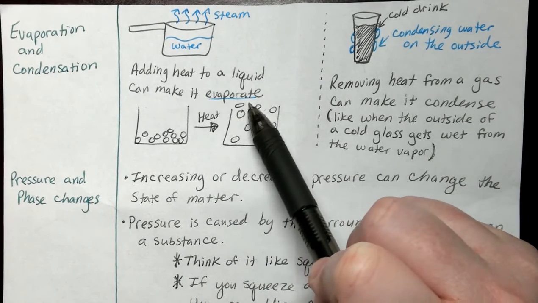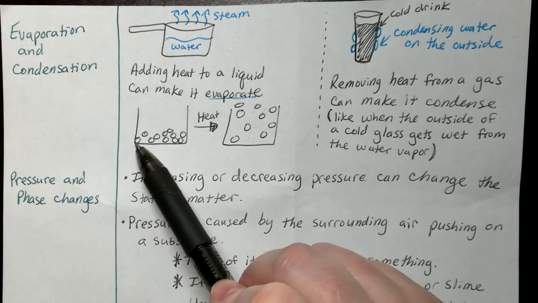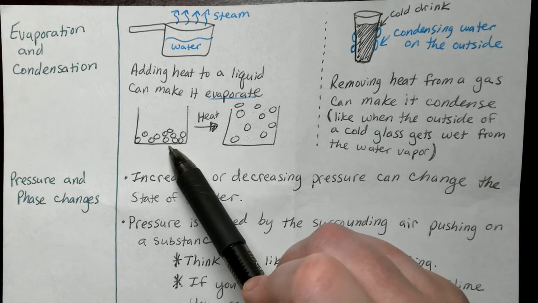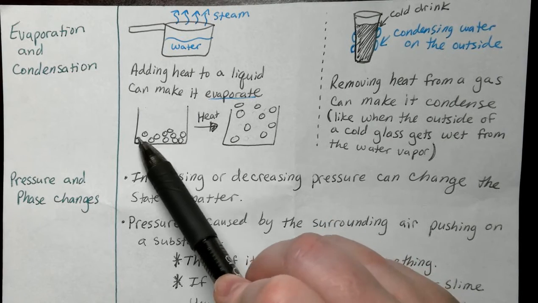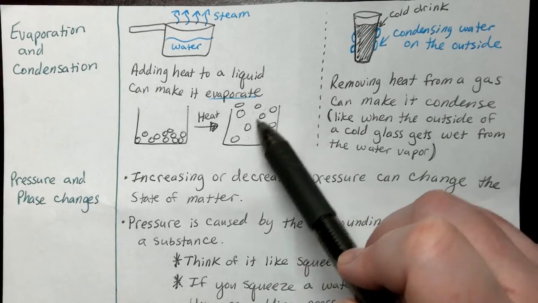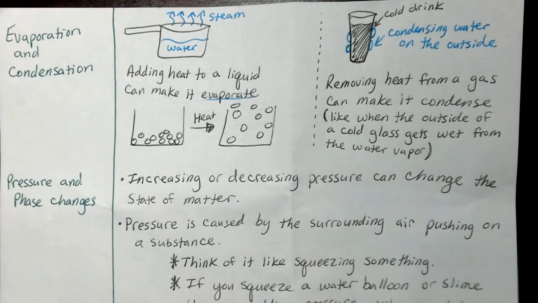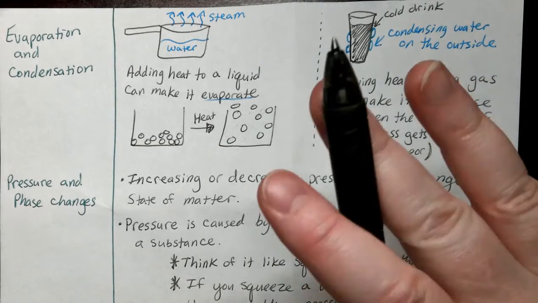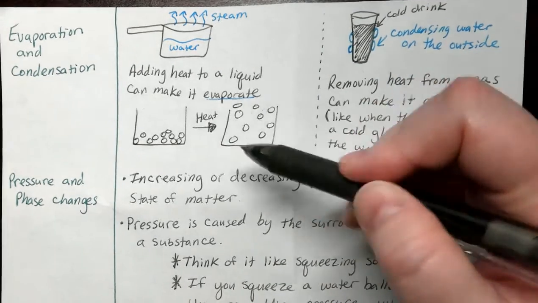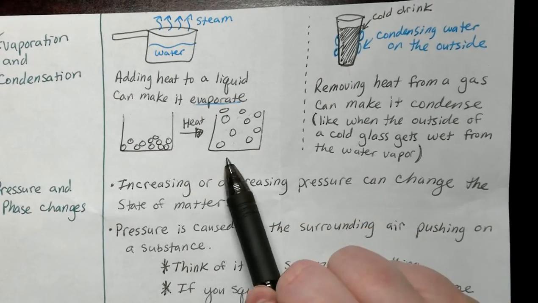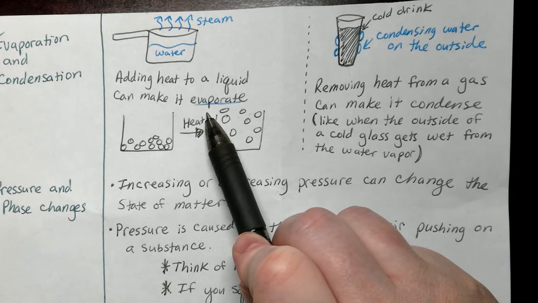The word is evaporate. So we're starting out with our particles. They're kind of close together. They're a fixed volume here, and they're taking up the shape of our container. But when I add some heat to it, they're going to start bouncing around like crazy people. Like they need to calm down. They're particles all over the place. That's going to be turning from a liquid to a gas by evaporation, or evaporating.